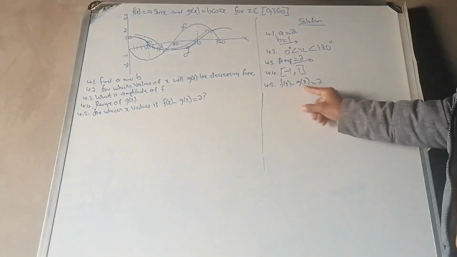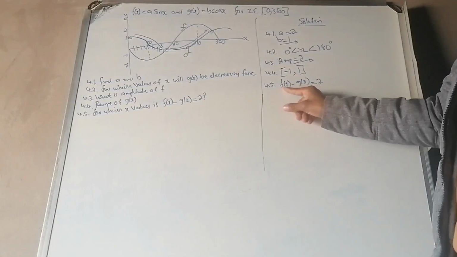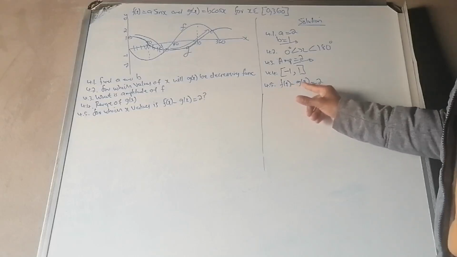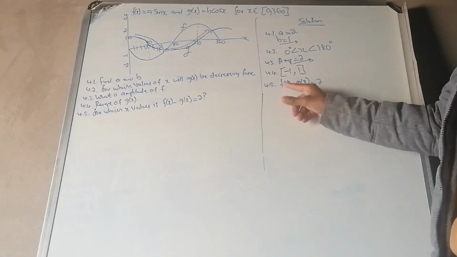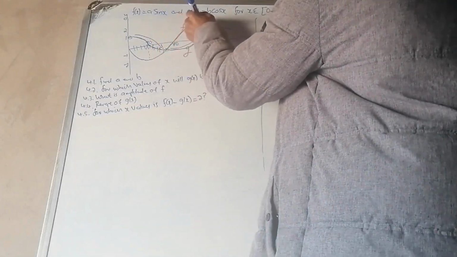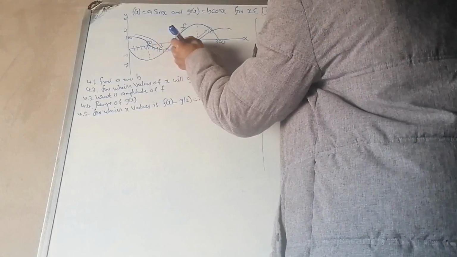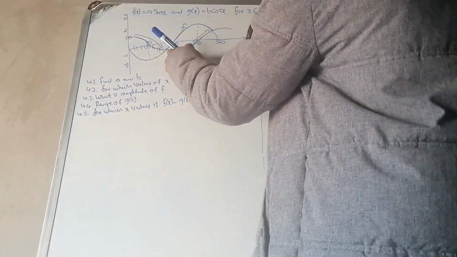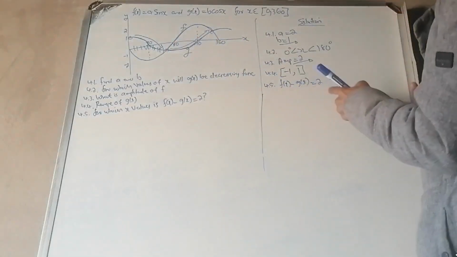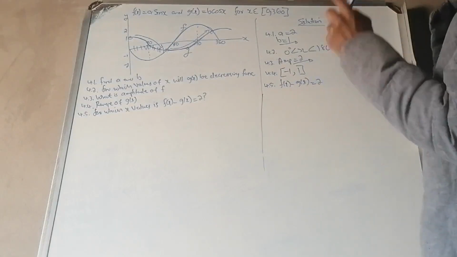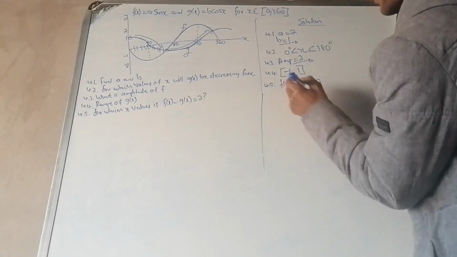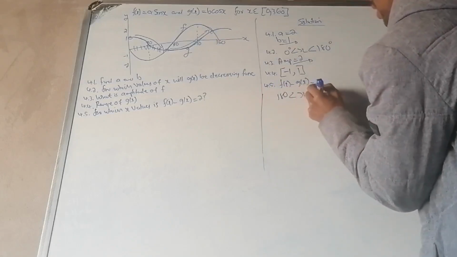f of x minus g of x is where the graph of f is above the graph of g. So x is between 180 and 360. But will that be equal to 2? Let us check if x is between 180 and 360.